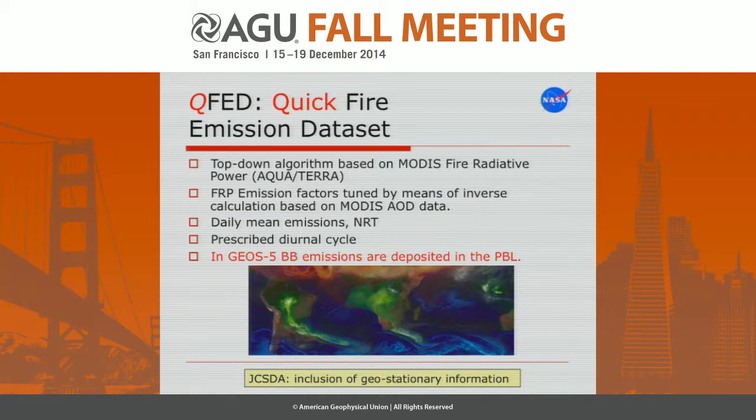A very few words about the Quick Fire Emission Dataset, based just on FRP. We estimate daily mean emissions, and those FRP emission factors have been tuned in such a way as to produce agreement with observed AOD over the globe. So we should actually call them perceived emissions, which GEOS-5 uses to reproduce the AOD that's observed. It's not really, in some sense, the real emissions. They are the perceived emissions. They are daily mean emissions, and in the model we prescribe a diurnal cycle derived from geostationary satellites. And in GEOS-5 right now, as I mentioned before, all the emission is deposited in the boundary layer, and we rely on convective transport and whatnot to take the smoke out.